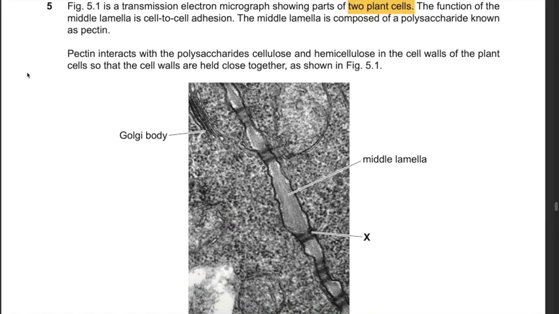Question 5. Figure 5.1 is a transmission electron micrograph showing parts of 2 plant cells. The function of the middle lamella is cell-to-cell adhesion. The middle lamella is composed of a polysaccharide known as pectin. Pectin interacts with the polysaccharides cellulose and hemicellulose in the cell walls of the plant cells so that the cell walls are held close together as shown in figure 5.1.